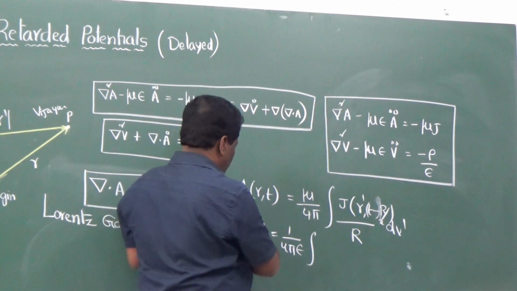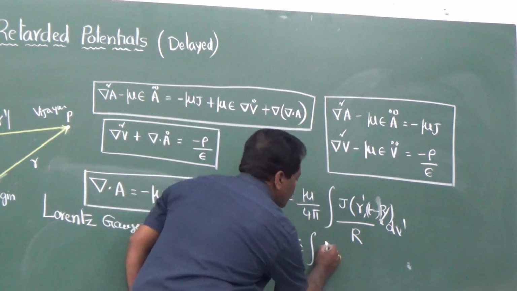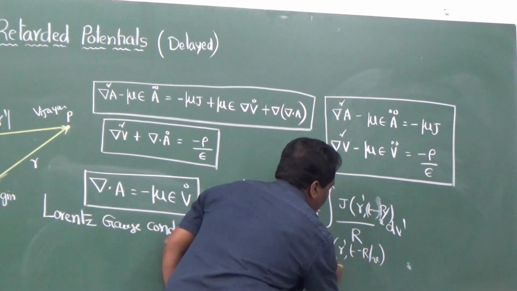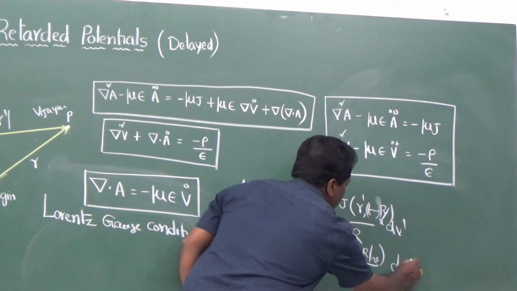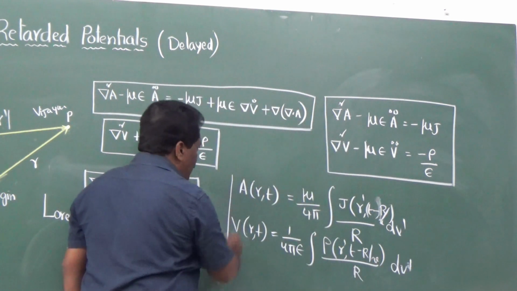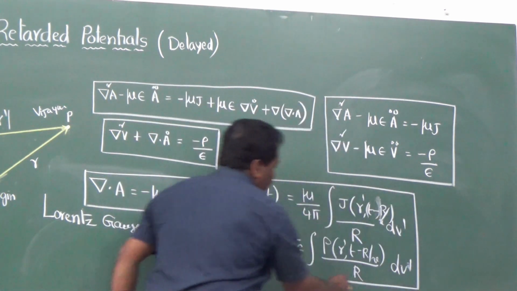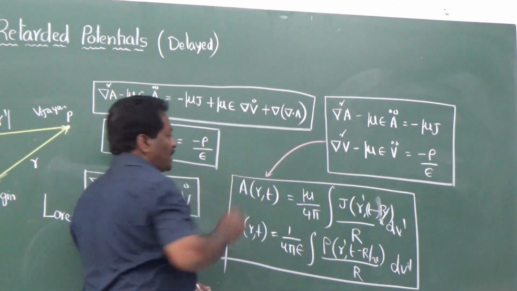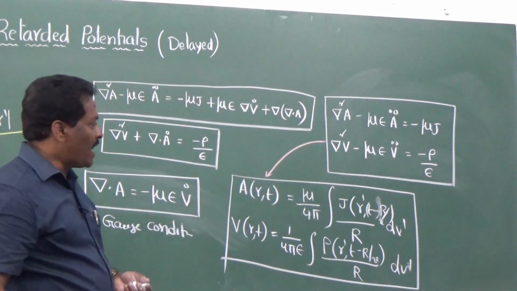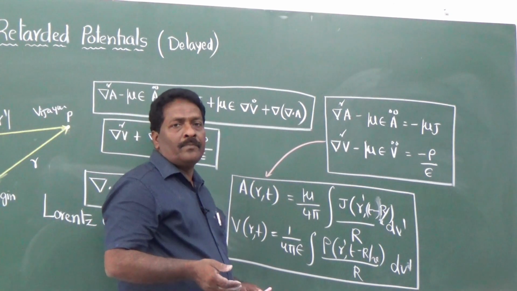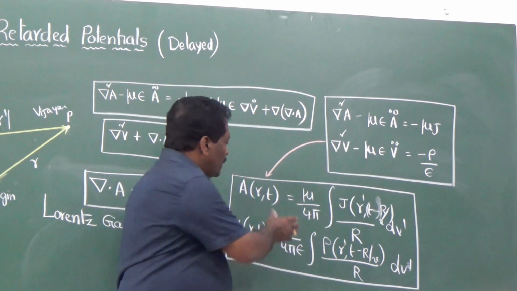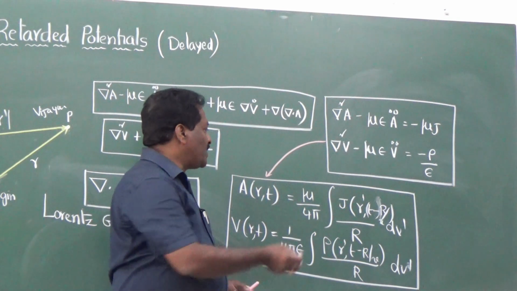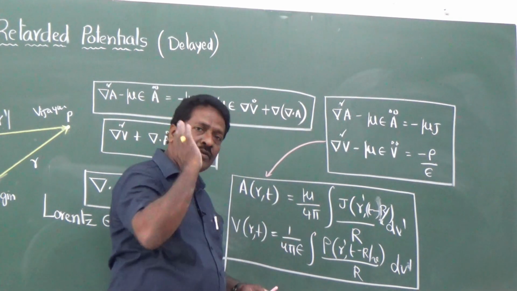What is this? For V, it is charge density rho of r dash comma t minus r by v, divided by r, into dV dash. So these two are nothing but the solutions of your second order differential equations. That's why I would like to tell you, writing the solutions for the second order differential equations is so logical, and it is very easy to write these equations using your heuristic approach.